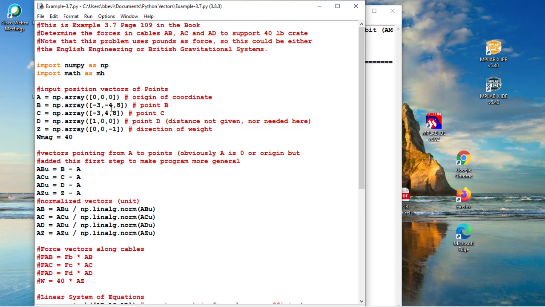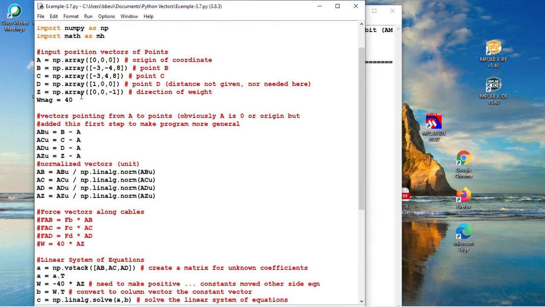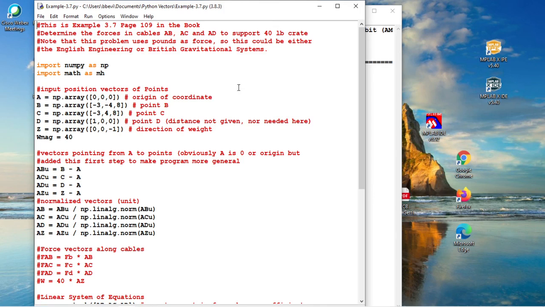Okay, and so here we could have changed things. We could have changed the points here. This is a really general program now. We can change all these values. We could change the weight and come up with a totally different problem. Or if we did analysis here and found out that the tension in the cable was too much for the particular cable, we could have changed the points and played around with this to see what we really needed. Okay, so hopefully this will help you as far as applying this to some other problems.